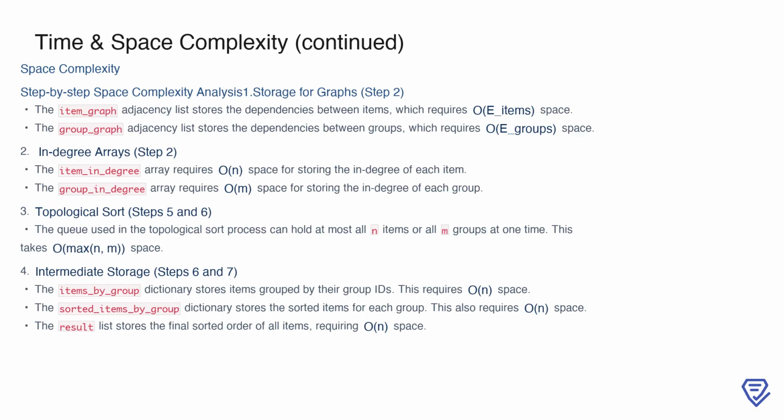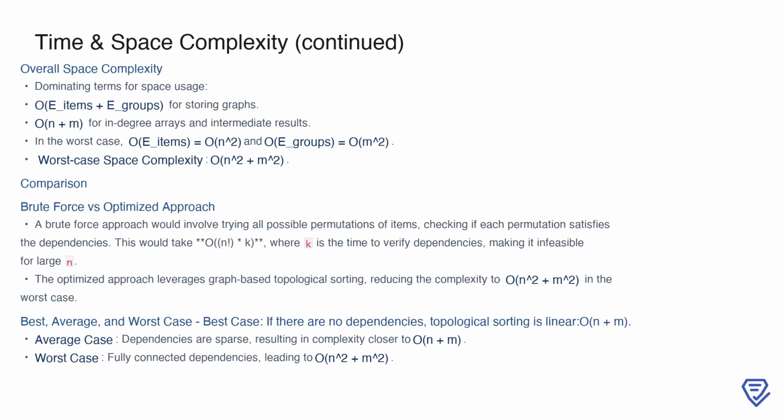These individual components collectively contribute to the overall space complexity. When we summarize the overall space complexity, the dominating terms arise from graph storage and the intermediate results. Specifically, the graphs for items and groups require O(E_items plus E_groups) space, while arrays and intermediate data structures like items_by_group and sorted_items_by_group contribute O(n plus m) space. In the worst case, where E_items equals O(n squared), and E_groups equals O(m squared), the overall space complexity becomes O(n squared plus m squared).